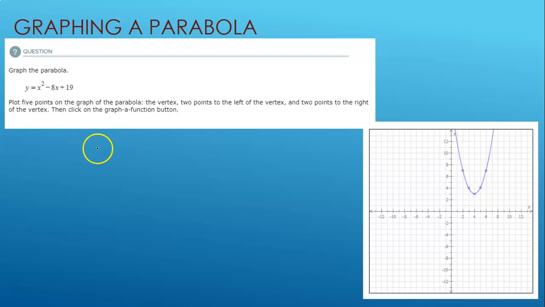To graph a parabola, we're going to combine all the things that we've been working on. So let's start with our vertex. Remember, this is our A, our B, and our C. To find our vertex, we use x equals negative b over 2a. So b is negative 8, but there's also a negative in front of the b. A is 1, so negative 8 becomes positive 8. 2 times 1 is 2. So our axis of symmetry is 4.